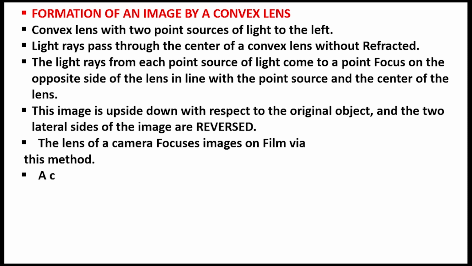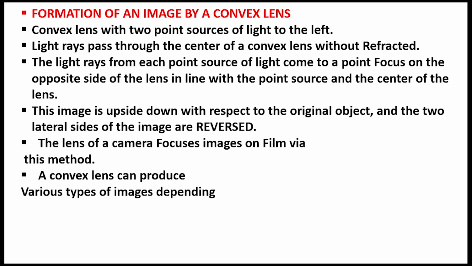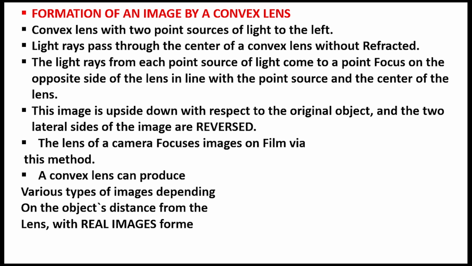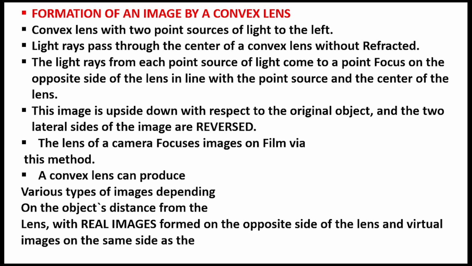A convex lens can produce various types of images depending on the object's distance from the lens, with real images formed on the opposite side of the lens and virtual images on the same side as the object.